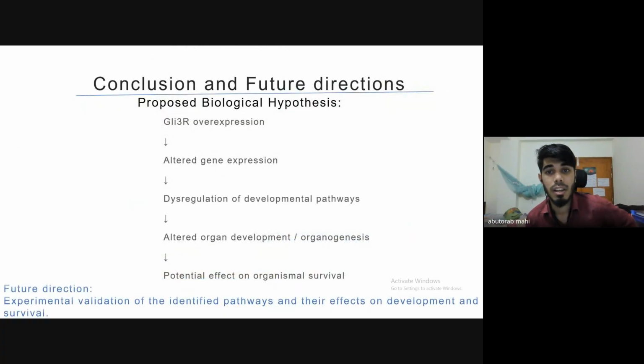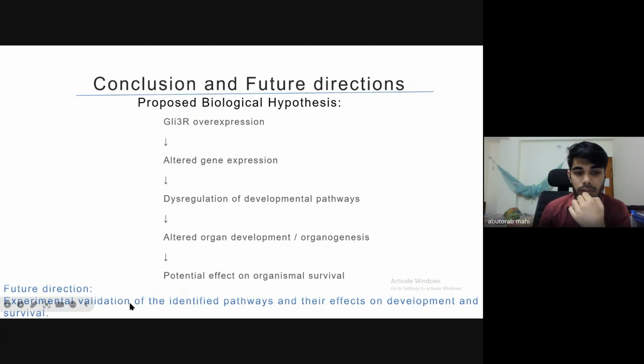And the future directions of the proposed biological hypothesis that I have got from all the results is that GLI3R is overexpressed and it may have altered the gene expression there, and it somehow affects the developmental pathways. So that developmental pathway may be associated with organ development, and potentially affect the survival of the organism. So the future direction is an experimental validation of the identified pathways and their effects on the development and the survival.